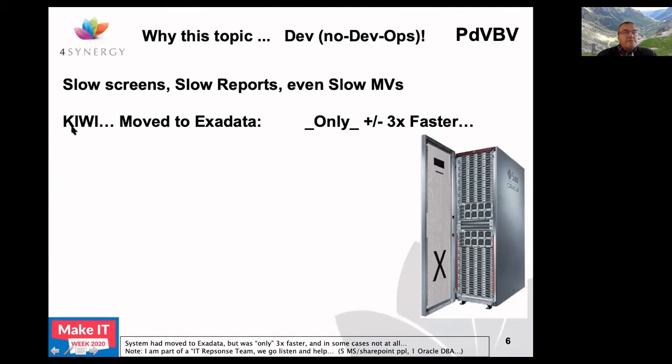They tried to kill it with iron, the Kiwi approach. They moved from a hosted VM somewhere to an Exadata. That made it 3 times faster. And it was predictable because it was a CPU problem and the CPU was 3 times faster. 10 seconds between screens still wasn't really comfortable for the users.